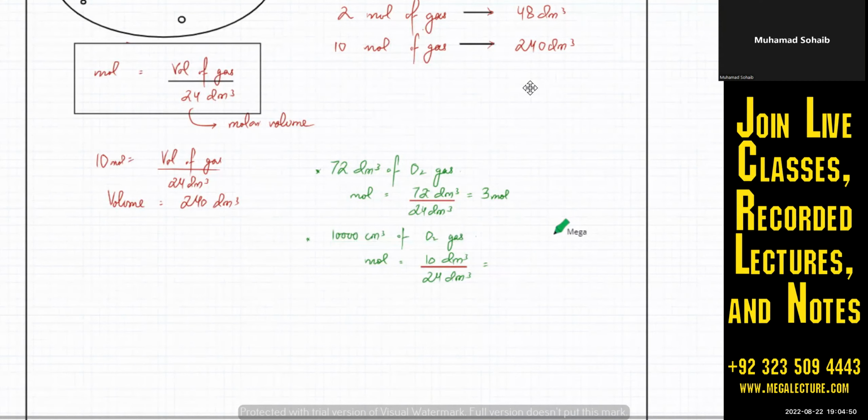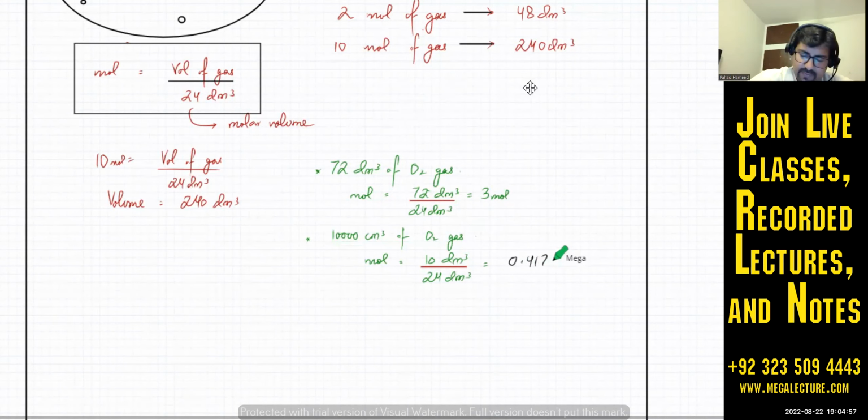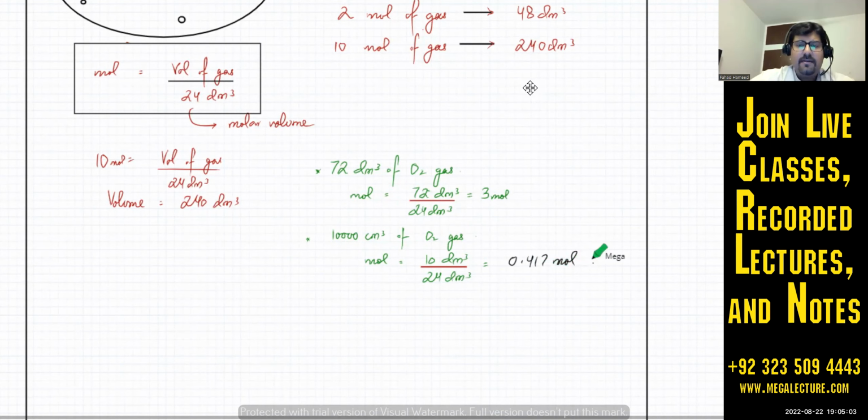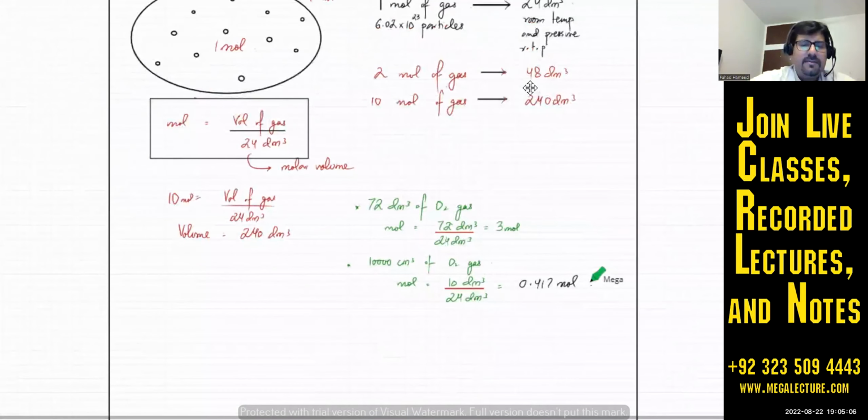0.42. 0.416, 0.417. So 3 significant figures. Okay, so 0.417 moles, right? So it's clear that it's just simple ratios, but you can use this formula to figure out the moles if the volume of gas is given.